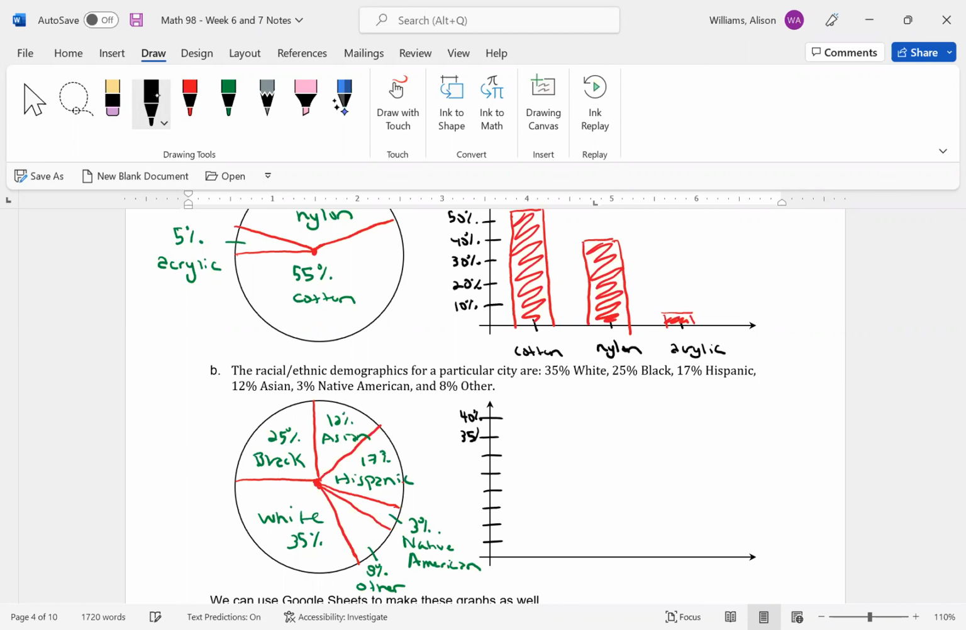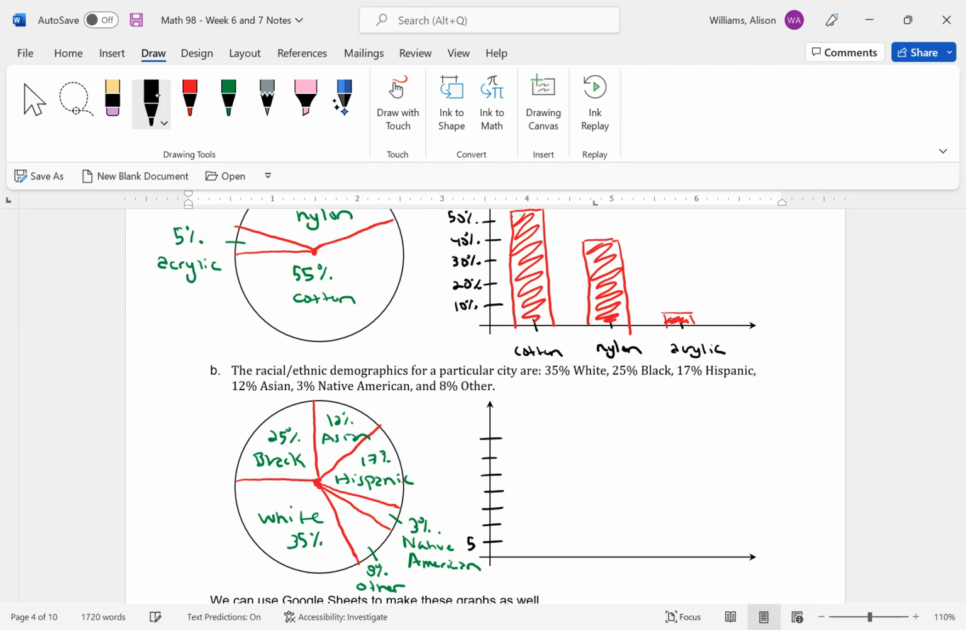There should be percentages here. 25%, 20%, 15. Wow, I did it wrong. Can you tell I'm tired? Start from the bottom, Allison. And I erased some of them. Okay. 1, 2, 3, 4, 5, 6, 7. All right, so that should do it.